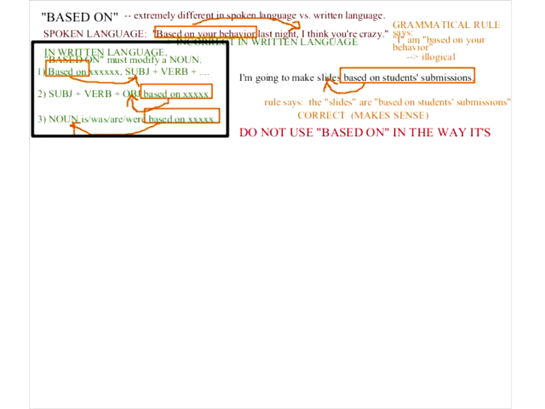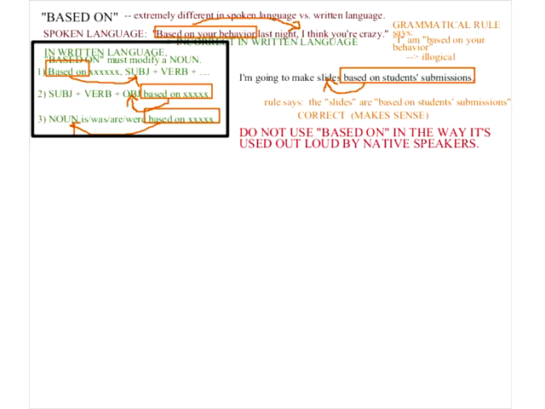Do not use "based on" in the way it's used out loud by native speakers. Okay, any questions before we look at a couple of examples? How would you change the first sentence? The first sentence could be corrected. I'll just type it in the text box.